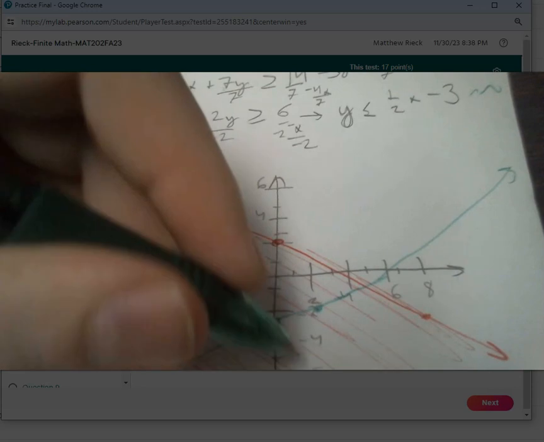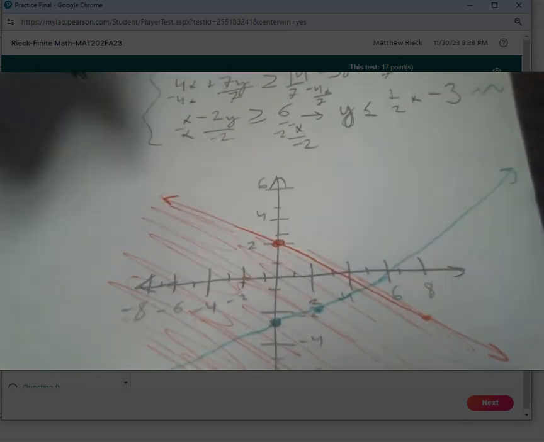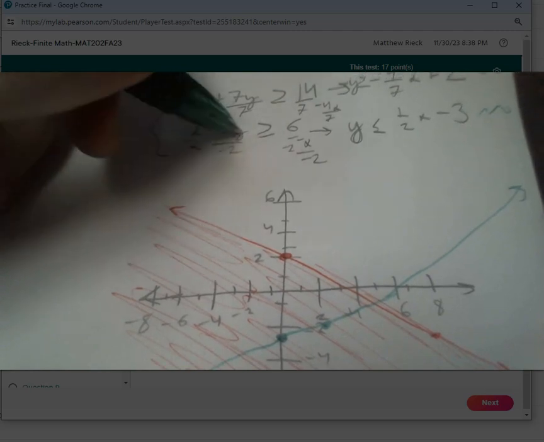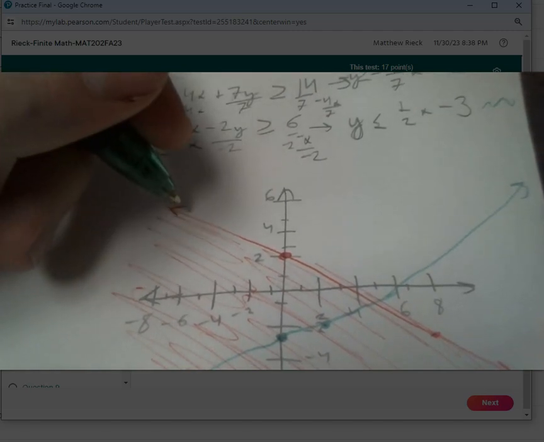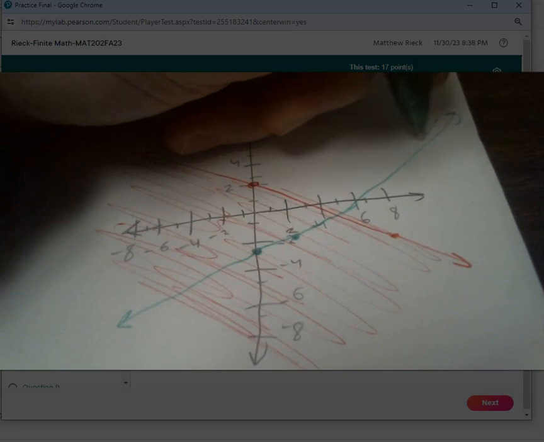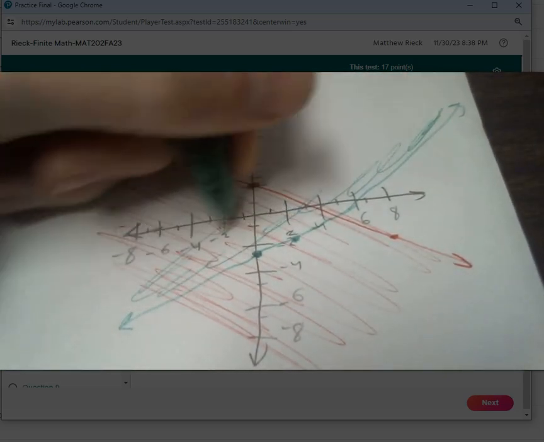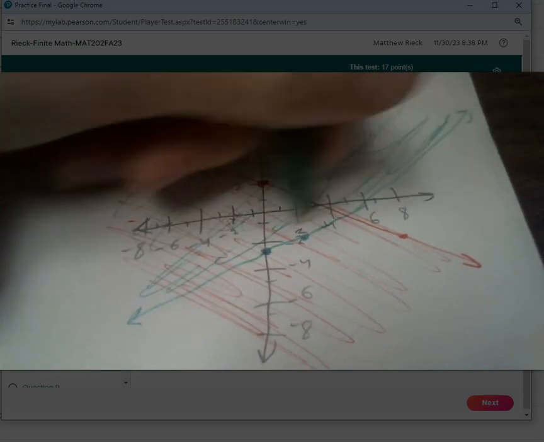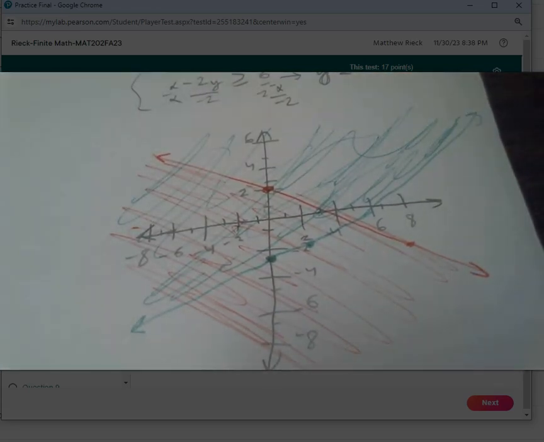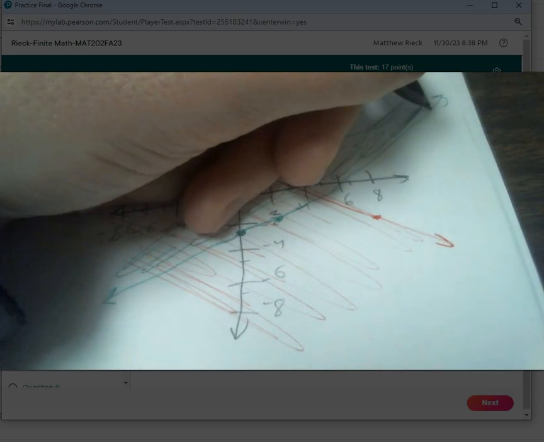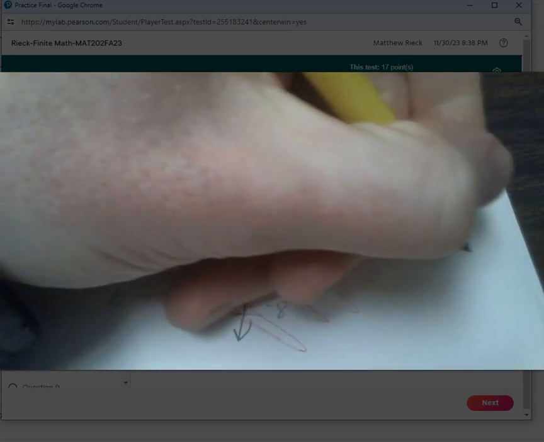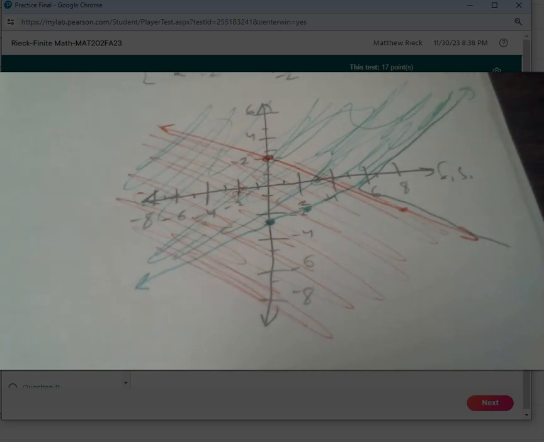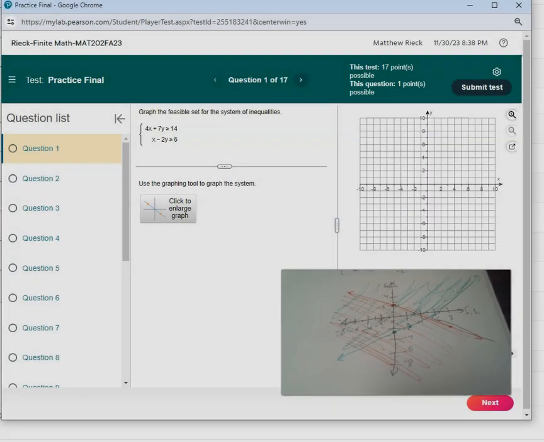Again, you choose a test value in either interval, and you can go ahead and choose the origin if you'd like. If I plug in 0 for x and 0 for y, I get 0 is greater than or equal to 6, which is also not true. So again, you're going to shade in the part that includes that point, because that's the part that doesn't work. All right, so our feasible set is just going to be this triangle shape here.